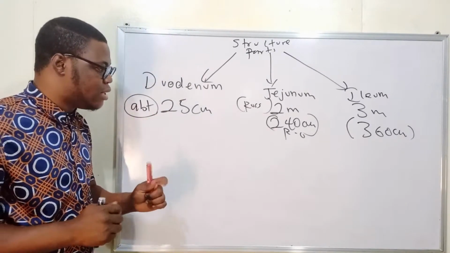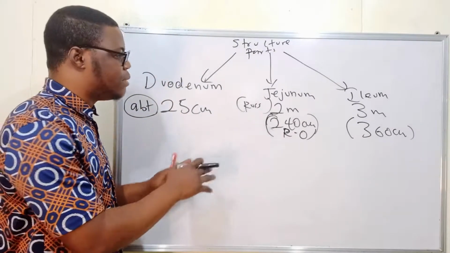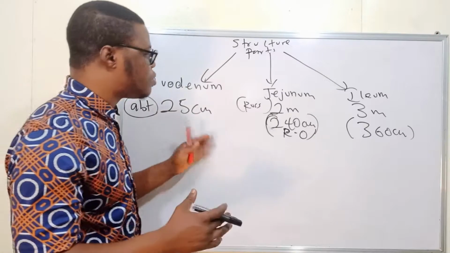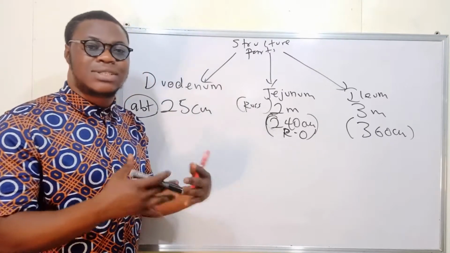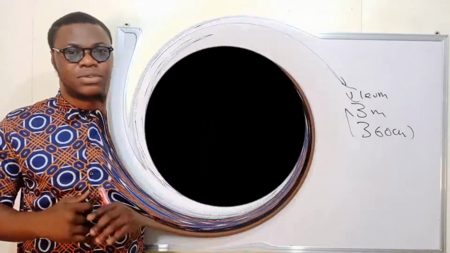Now, let's get started. Let me use this place, although it's not enough for me to make a diagram. But I think we can just clear the board and start afresh. So, we're going to have enough space to illustrate the diagrams. So, let's just quickly clear the board and we'll talk about the duodenum alone.